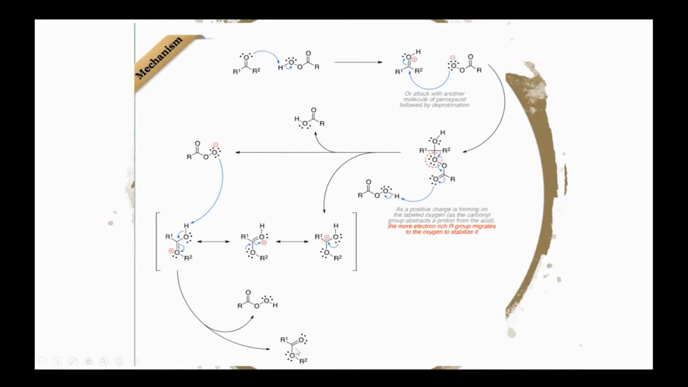So this is how Baeyer-Villiger oxidation takes place to form esters, and the key step in this reaction mechanism is the migratory step. So the migratory aptitude of this R group is determined by the electron richness. So I hope you understood this reaction mechanism.